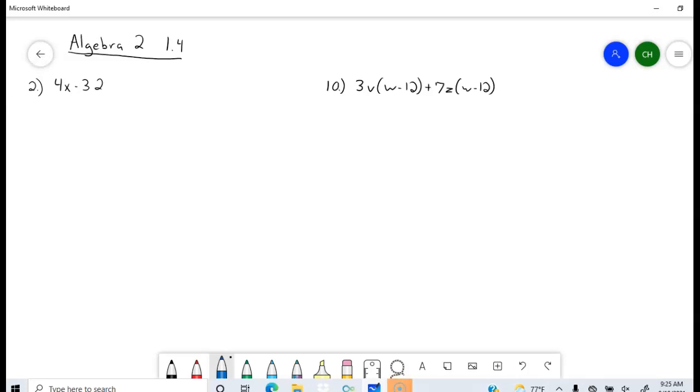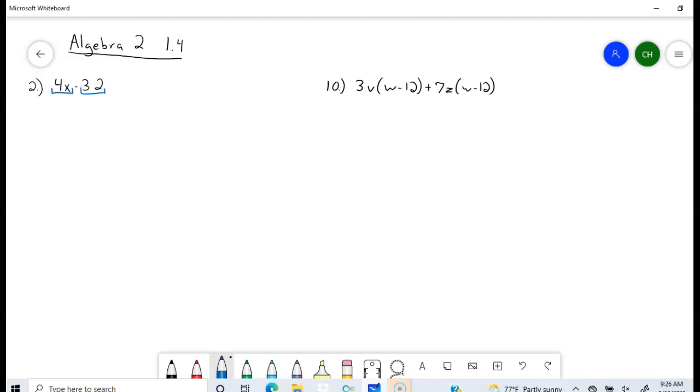So like on number 2 on page 28, 4x minus 32. How many terms are there? Well, terms are separated by a plus or a minus sign. So I have the term 4x and I have the term 32, and that's being subtracted from the first term. So that's a two-term polynomial. The reason that's important is because for me to pull out a greatest common factor, every single term has to have that greatest common factor within it.